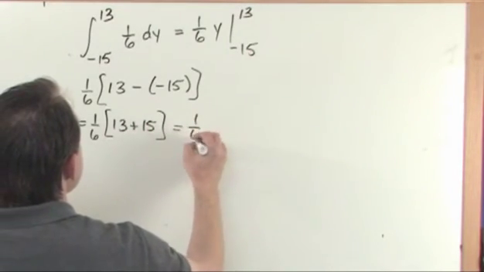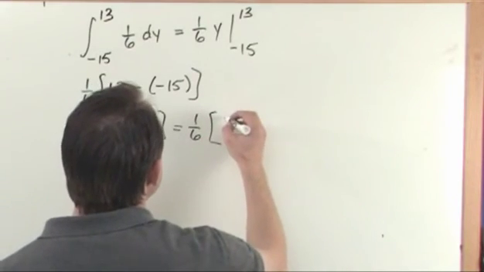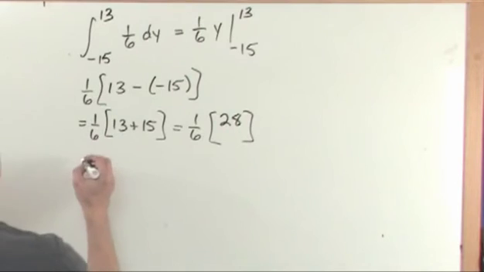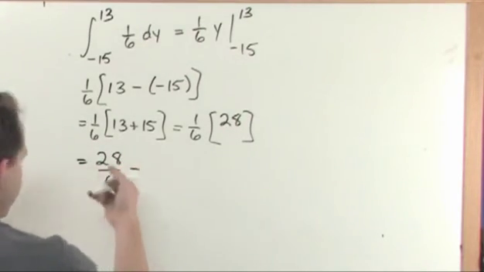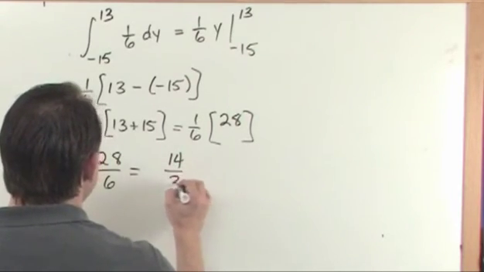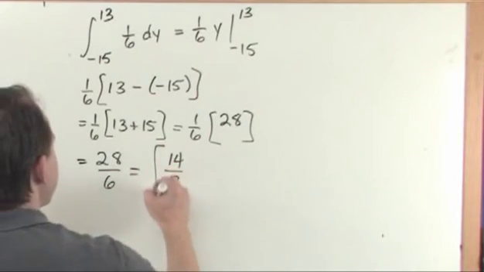So you're going to have 1/6. What's 13 plus 15? It's going to be 28. So then the answer is going to be 28 over 6, and you can simplify this as 14 over 3, because 2 times 14 gives 28, 2 times 3 gives you 6. So the answer is 14 over 3.